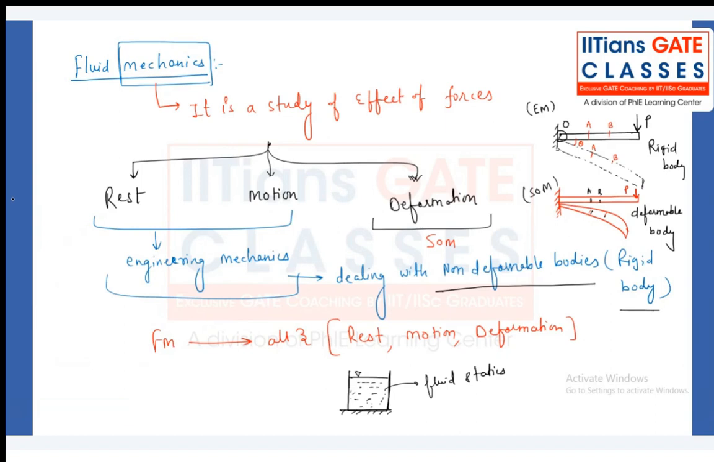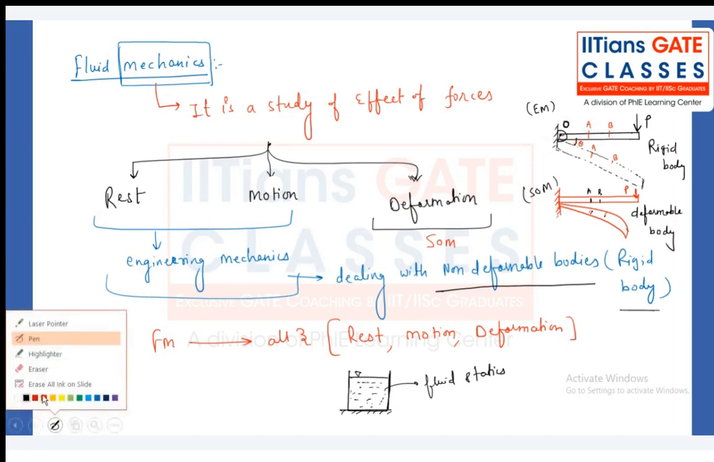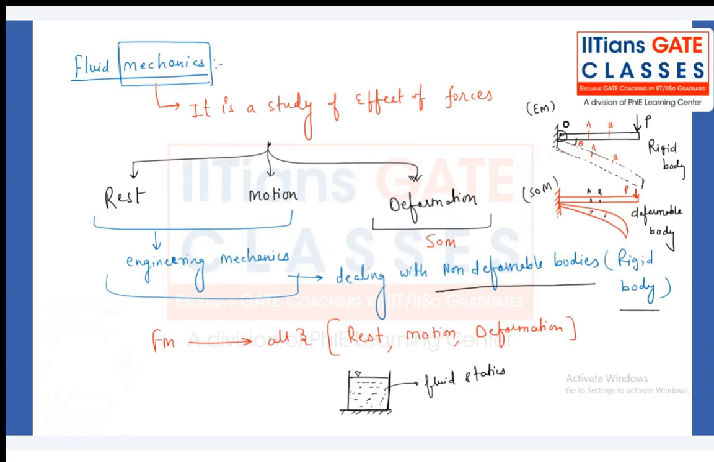Deformation is different. You can see the two examples I have given. One is the engineering mechanics example, where the rod is hinged about the point O. Now, when it is rotated by the angle theta, what is happening? The relative distance between A and B.